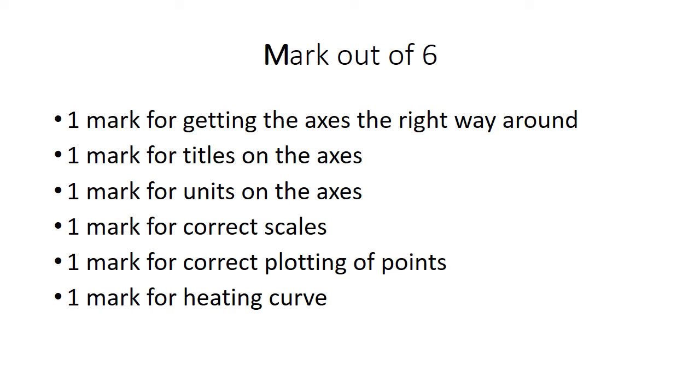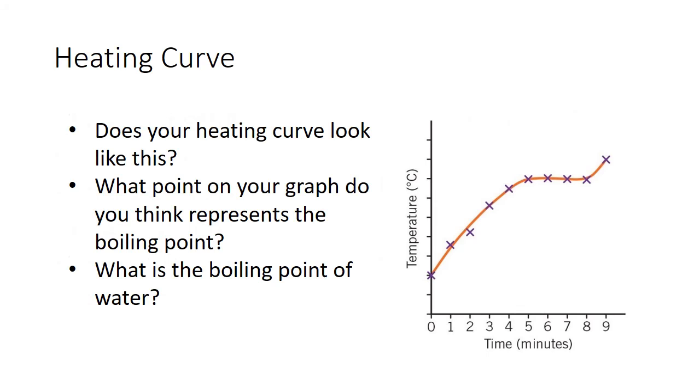Now the line's a little bit more complicated, so I'm going to show you what that line should look like. It should look something like this. So we have a point where the graph is sloping upwards. We then have a point where the graph has got no slope, where it's flat, where there's no gradient, and then the graph slopes upwards again.